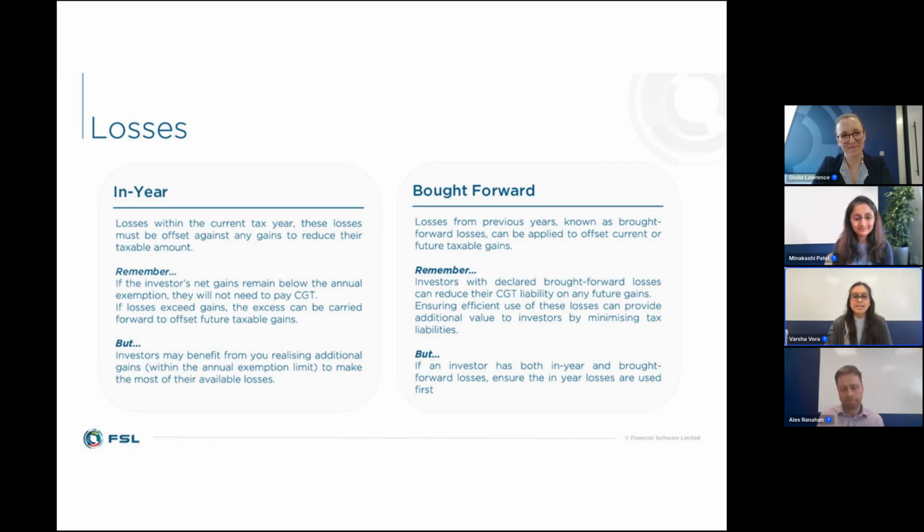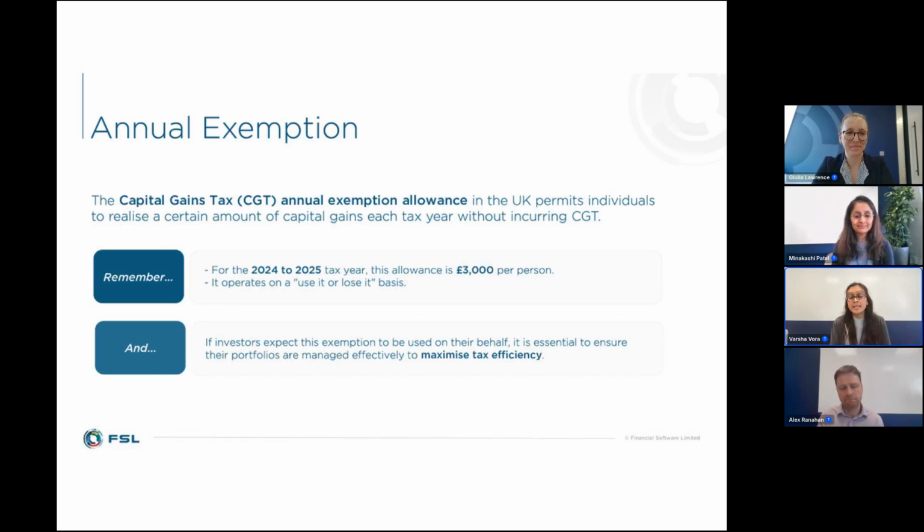Cool. So that then leads us into annual exemption. Again, following the rules when it comes to what your final figure is, we've looked at losses, so it's annual exemption. If your investor is looking to you to consider the annual exemption allowance, you need to make sure that all the rules are followed. Again, you can only use brought forward losses up until the annual exemption. Make sure that's taken into account.